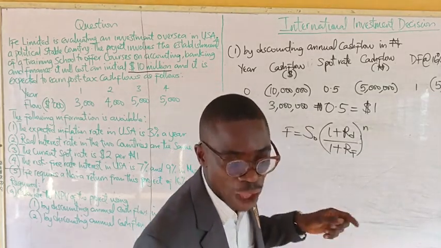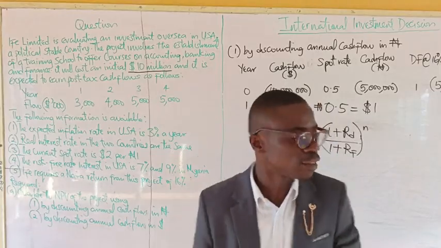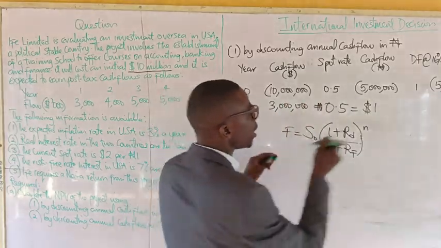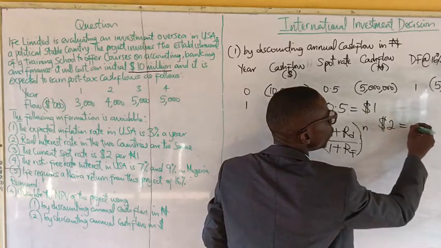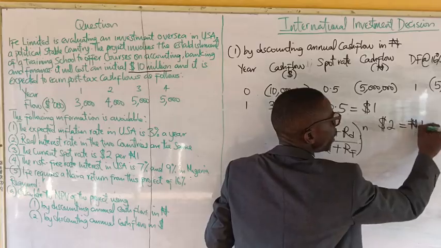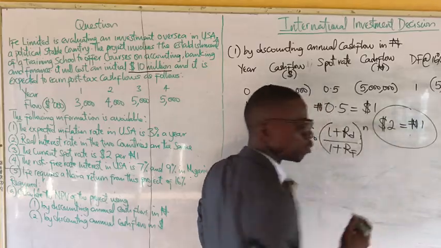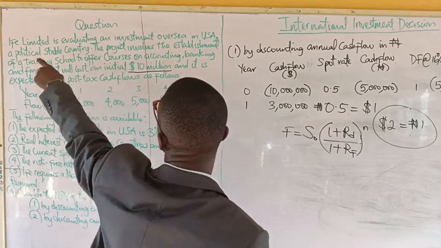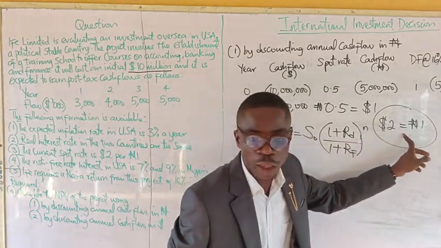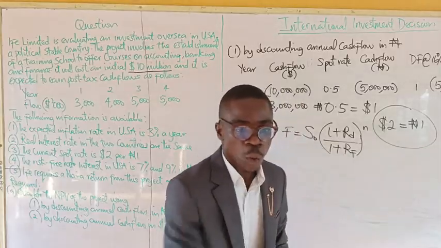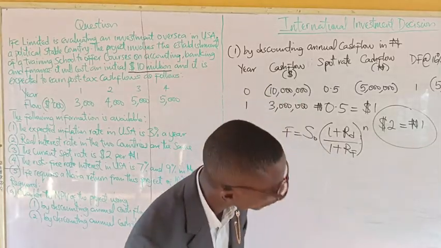Now, what I'm saying is that we have converted it from indirect to direct. Don't forget that what they quoted was $2 is equivalent to 1 naira. Now, in Nigerian view, don't forget Ife Limited is a Nigerian company. This is what they quoted in the question. Is it direct or indirect?